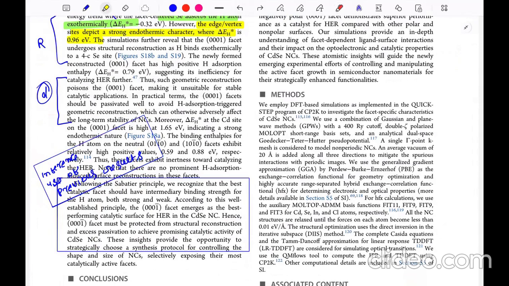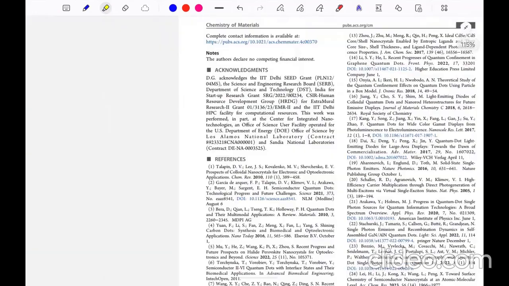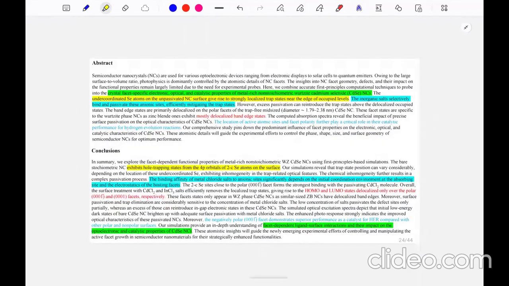You can clearly see that following the Sabatier principle, we recognize the best catalytic facet should have an intermediate binding strength for hydrogen atoms, neither too strong nor too weak. That is the Sabatier principle. This is another result from another paper, and it is used for describing the result of this paper.